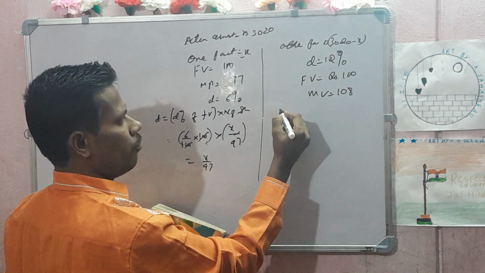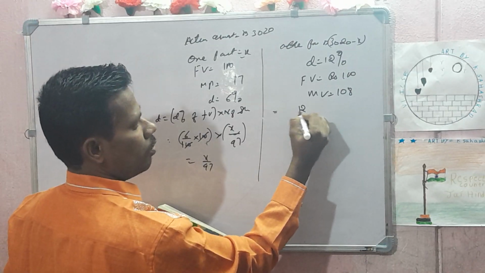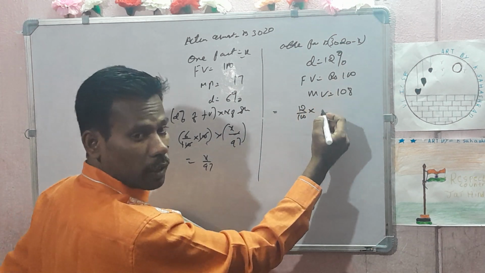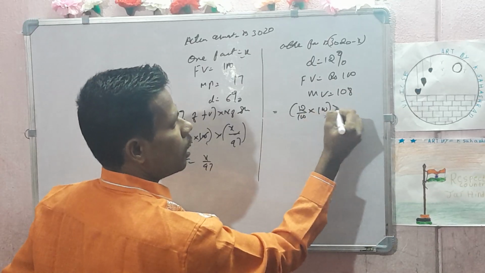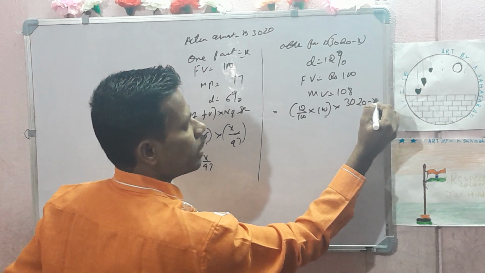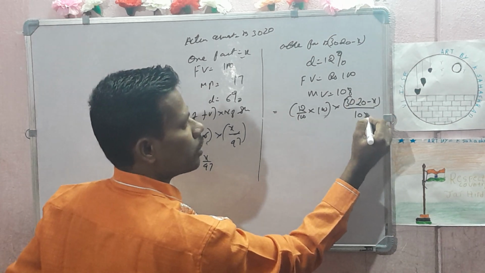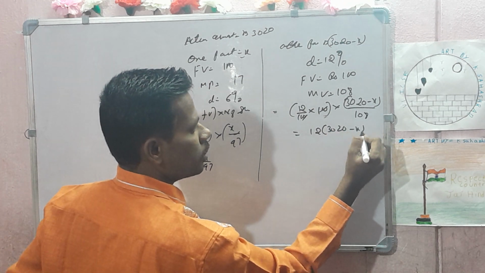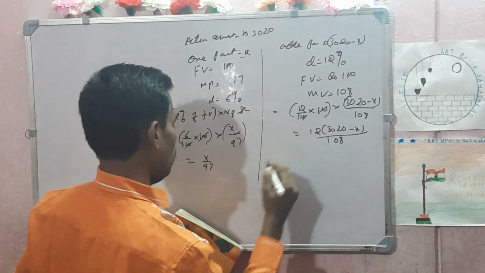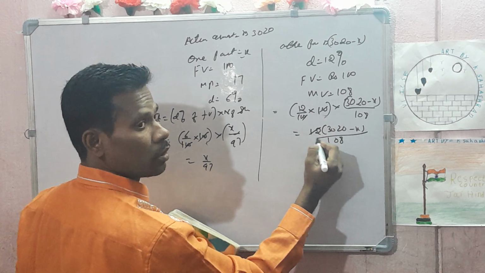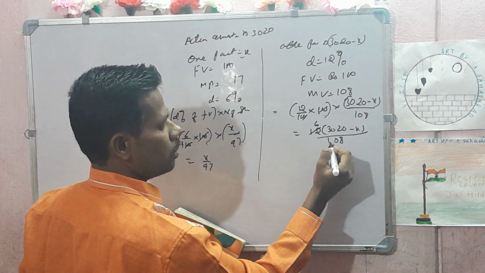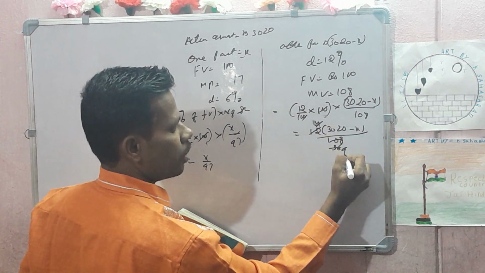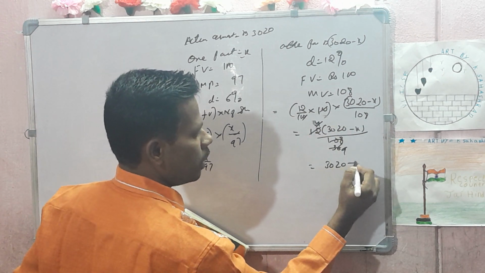Now again the same formula you apply. So 12 by 100 into face value is 100. Number of shares 3020 minus X by market value is 108. 12 into 3020 minus X by 108. So cancellations you do. 2 6s are 12, 3 4s are 12, 3 3s are 9, 3 6s are 18, 4 1s are 4, 9s are 13. 3020 minus X by 9.